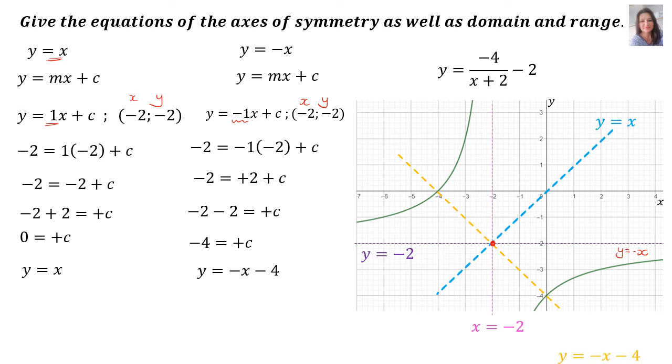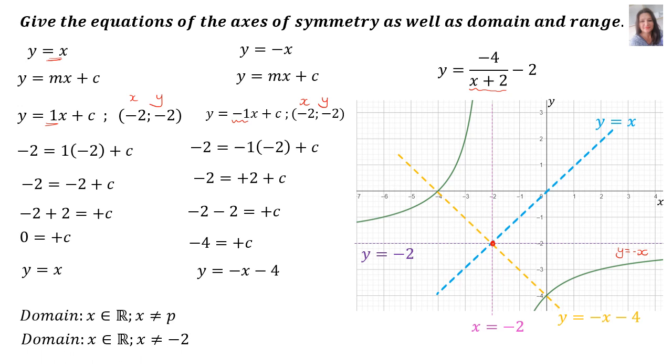And then also, there's the domain and the range. So the domain, the rule is x is an element of the real numbers. X cannot be equal to p. Remember, that's where you find p. Therefore, the domain is x is an element of the real numbers. X cannot be equal to -2, the vertical asymptote.